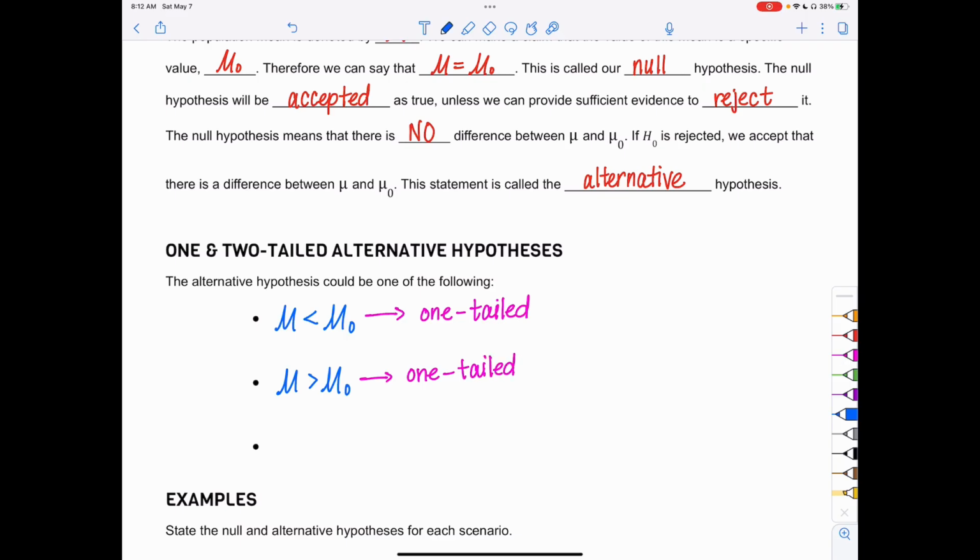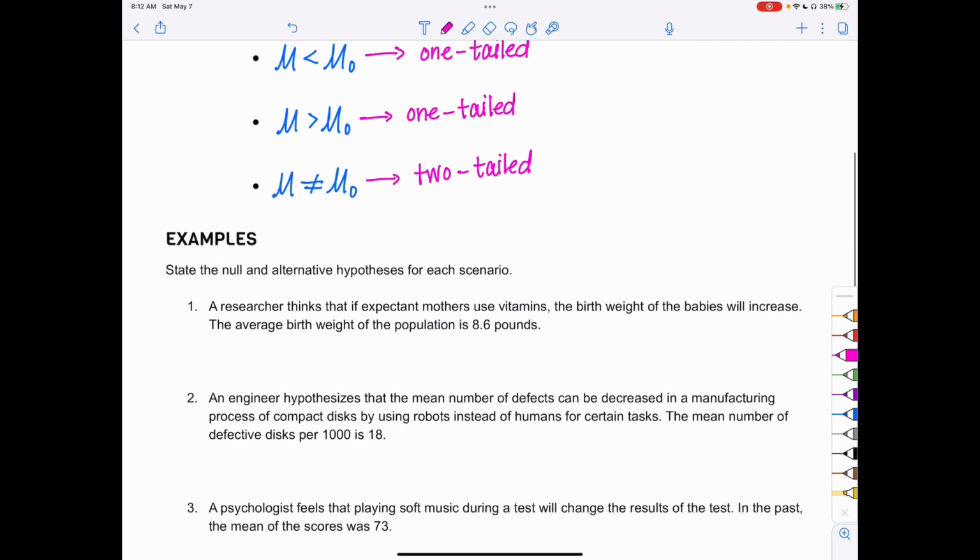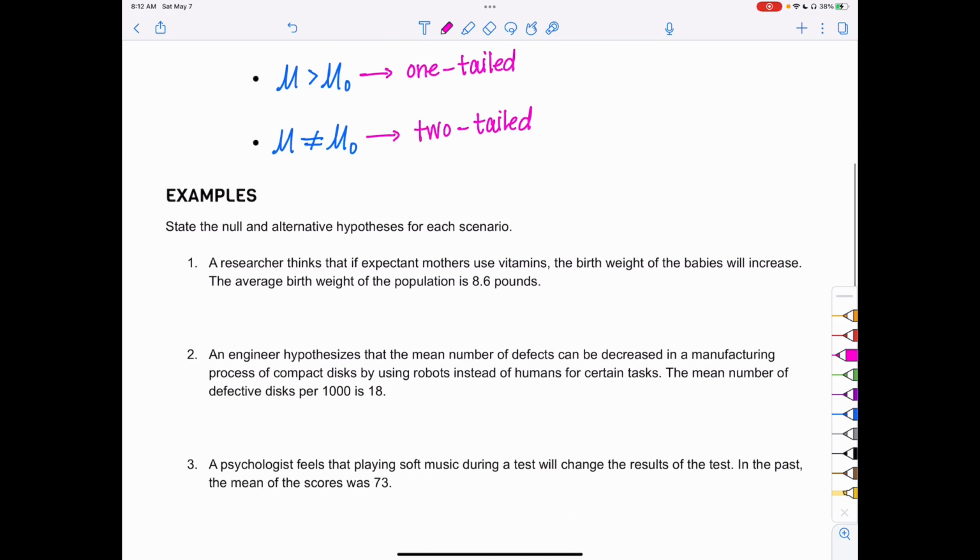And then our third alternative hypothesis is that mu is not equal to mu sub 0, and this will be considered a two-tailed hypothesis because we don't care whether it's greater than or less than, we just know that it cannot be equal to. So we're focusing on both sides. So let's look at some examples. It says, state the null and alternative hypothesis for each scenario.